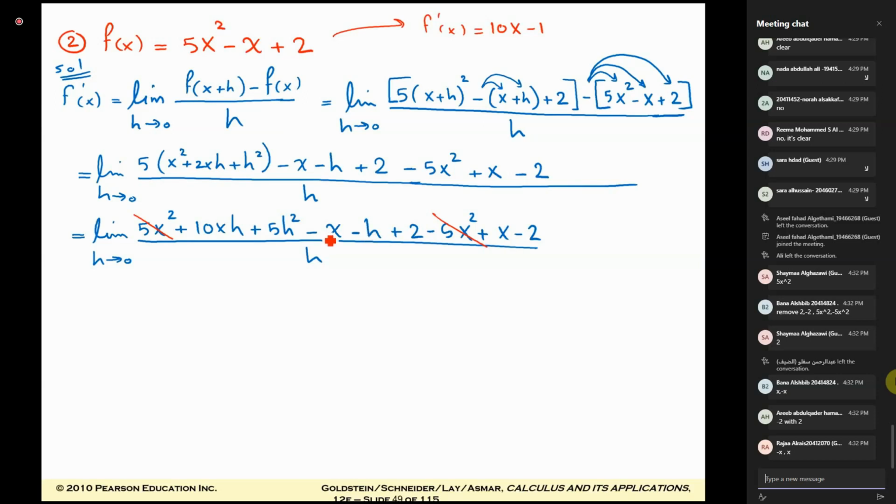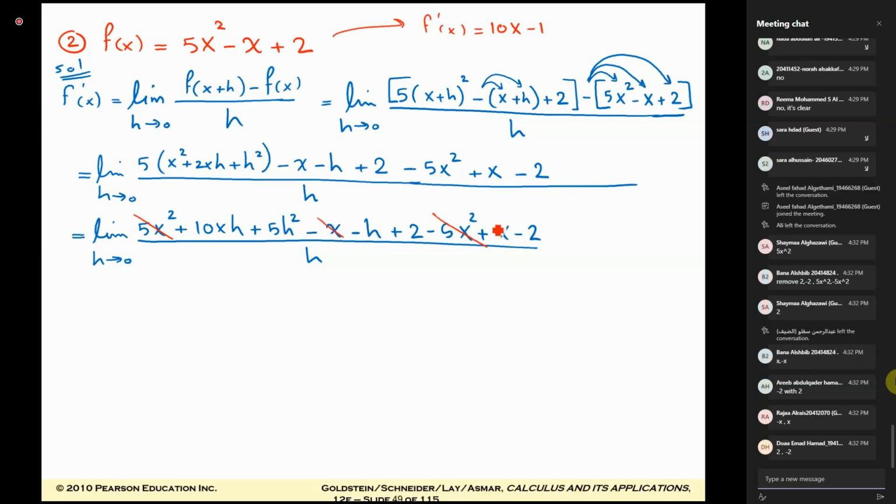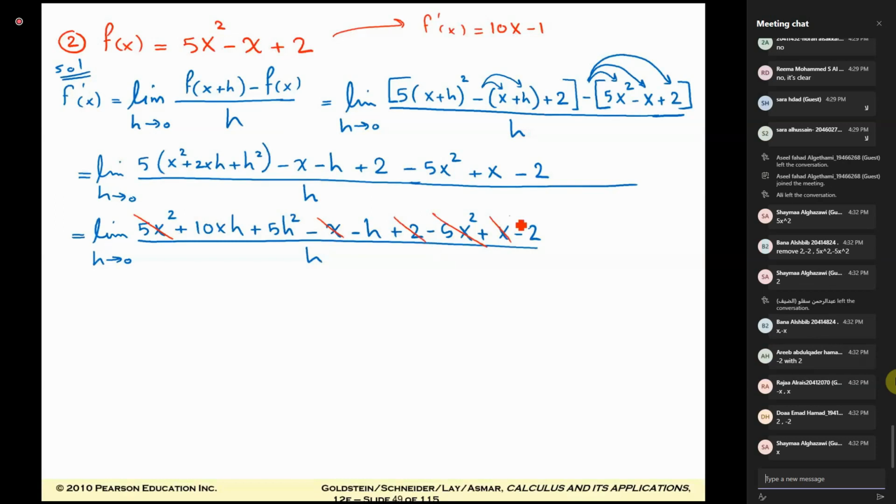Okay. Also we have negative x with positive x. We have positive 2 with negative 2. Okay, so after removing some terms, we have the rest fraction: 10xh plus 5h squared minus h over h. So the first step, substitute. The second, simplify. The third, take h as common factor. We need to take h as common factor.